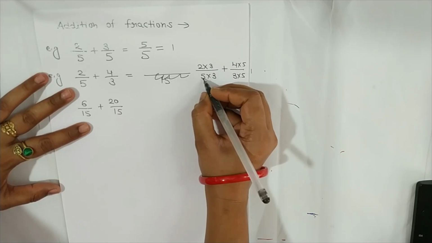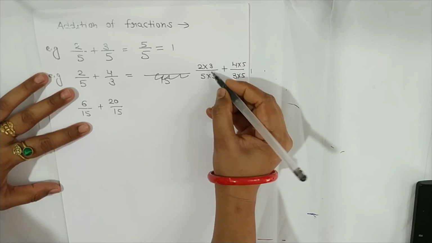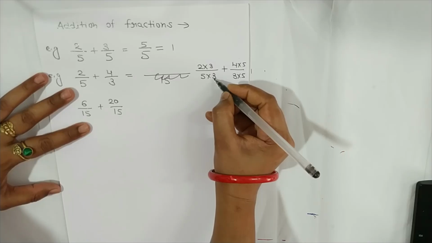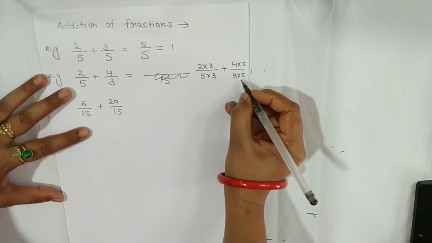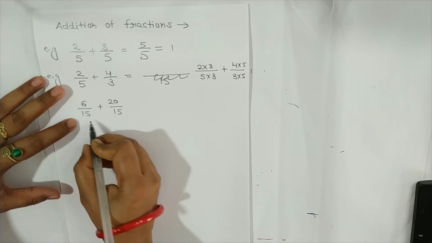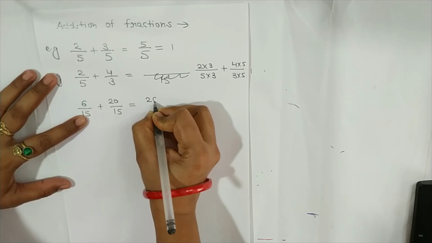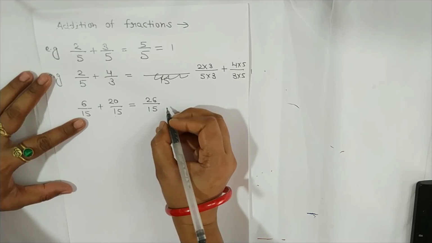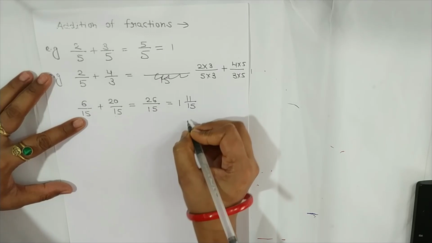Now we have to multiply here 5 into 3 and 2 into 3, because we know that when we multiply by the same number, we have to multiply in the numerator as well as the denominator. Same procedure will be here: 3 into 5, 4 into 5, so it becomes 6 upon 15 and 20 upon 15. Now the denominators are the same, so we add the numerators and it becomes 26 upon 15. Now you have to convert it into a mixed fraction, so it will be 1 11 upon 15.